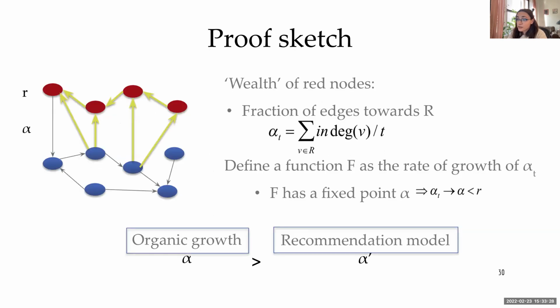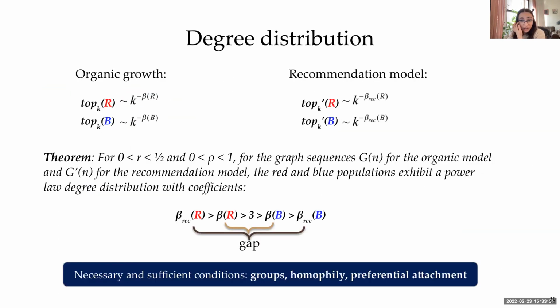So I wanted to show you a short sketch of the proof. I think we have time. How do we actually get to such a result, and how do we find the degree distribution for this kind of model? I was thinking that would be of interest to the group, and I'm happy to discuss it more.